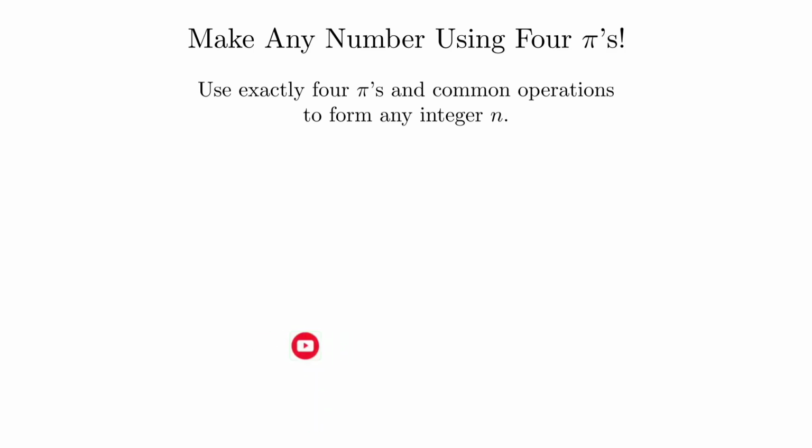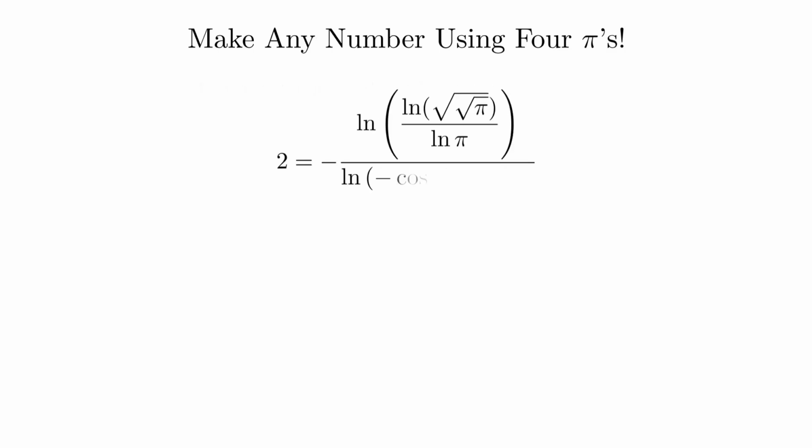So the challenge is to use exactly 4 pies, along with stuff like addition, subtraction, logarithms, square roots, the usual math toolkit, to create any whole number. Let's start with a simple example, making the number 2. Here's the game plan. We're going to build the number 2 step by step, using 4 pies and some clever operations. Ready? Let's jump in.